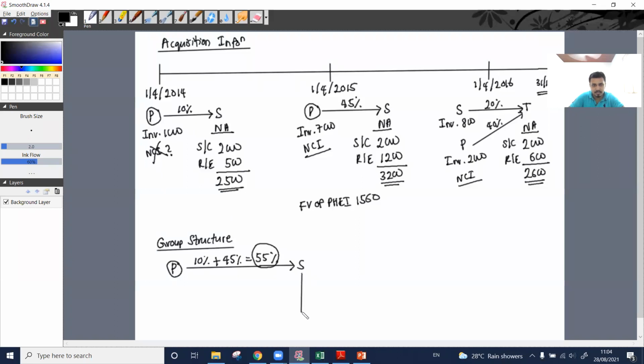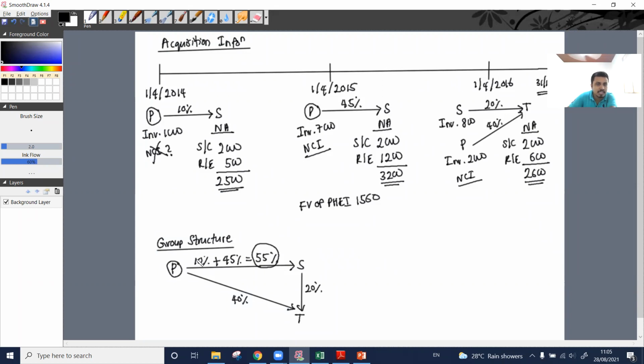And what else? S has acquired 20% in T. And P also has directly invested 40% in T Limited. Now tell me whether T is a subsidiary for us. Yes or no? Yes. First, look at S. S is a subsidiary.